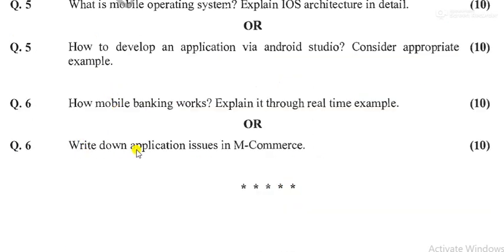Even though, write down application issues in m-commerce. I think you should explain the security issues basically. Some issues are related to security, some issues are related to the unavailability of some resources, some issues are related to transport and delivery, some issues are related to the user's perspective, and some issues are related to the network issues.